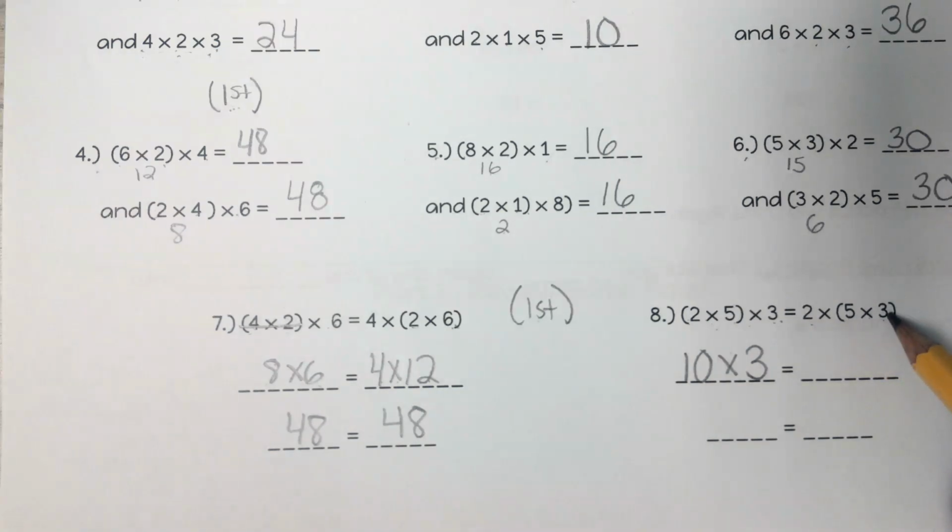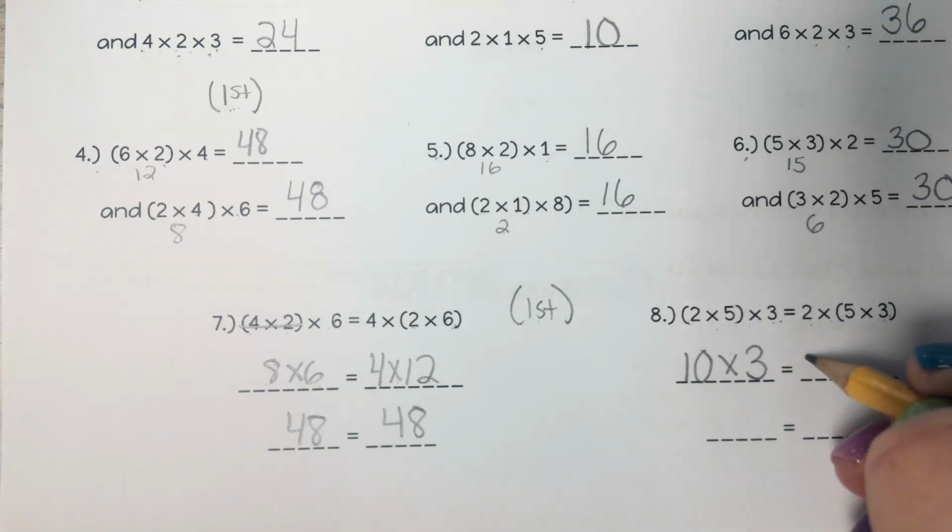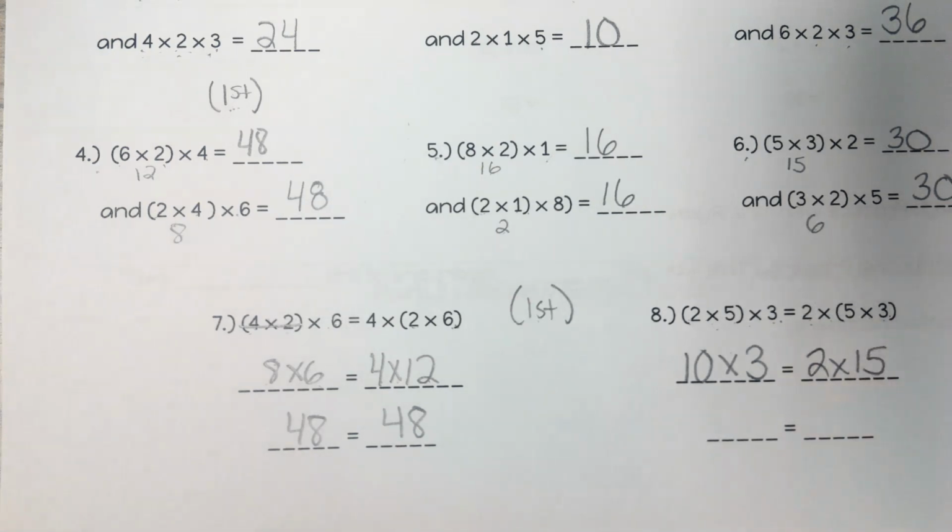And on this side, we have to start again with the parentheses. So 5 times 3 is 15. So we're left with 2 times 15. Now let's solve. 10 times 3 equals 30. And 2 times 15 equals 30. So we have proved that these are equal.